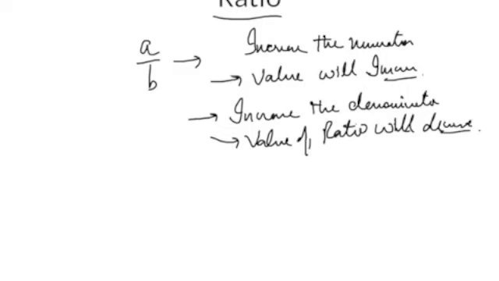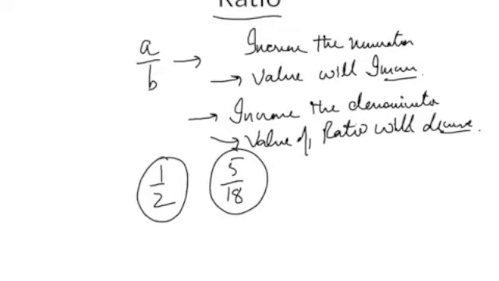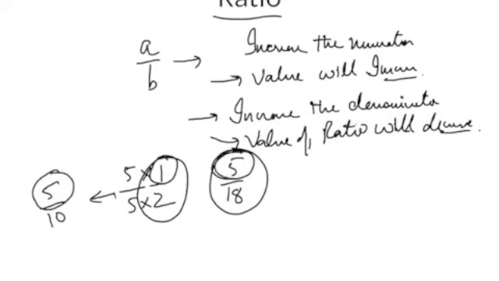That's what it is. And one more thing: let's say I have to compare 1/2 with 5/18. I can do two things. Either I make the numerators the same. If I multiply numerator as well as denominator by 5, it becomes 5/10. So 5/10 and 5/18: same numerator, bigger denominator means a smaller value. If the denominator is bigger, the value of the ratio would be smaller.